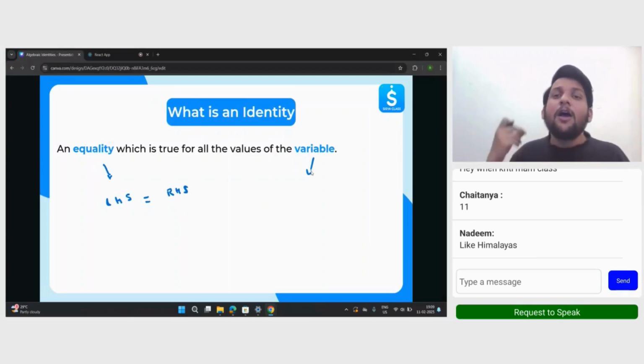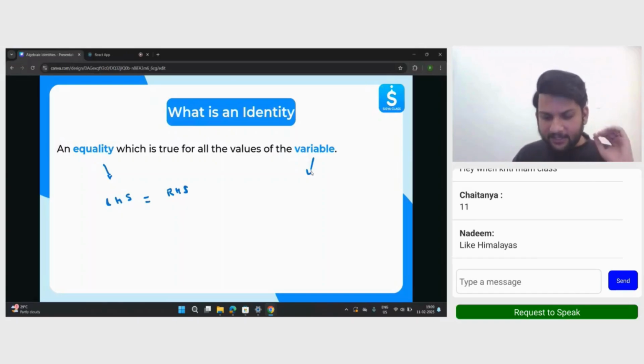So a variable is a quantity that keeps on changing. For example, let's talk about height. Is height a variable or a constant? Is it a V or is it a C? Come on, quickly.